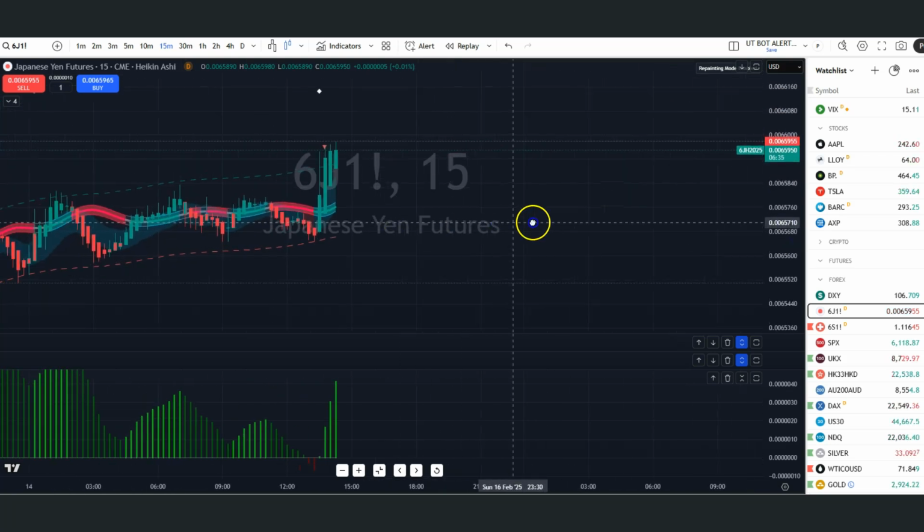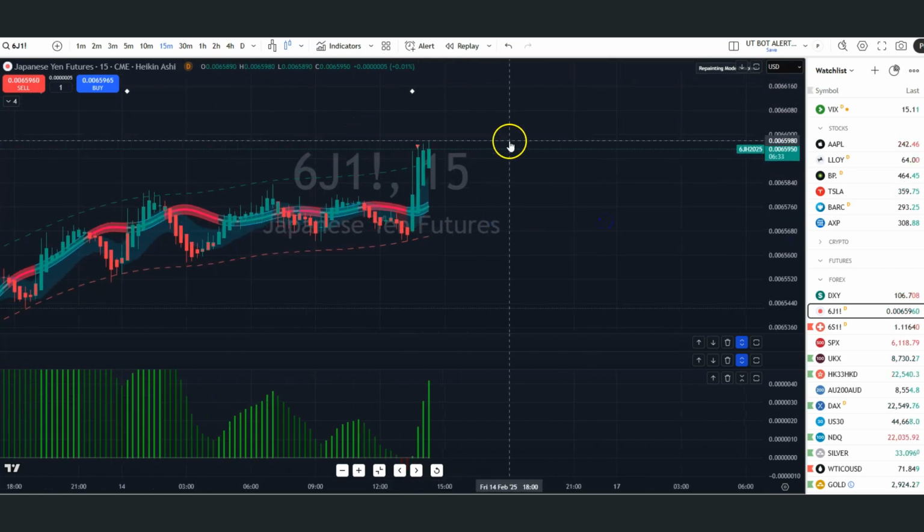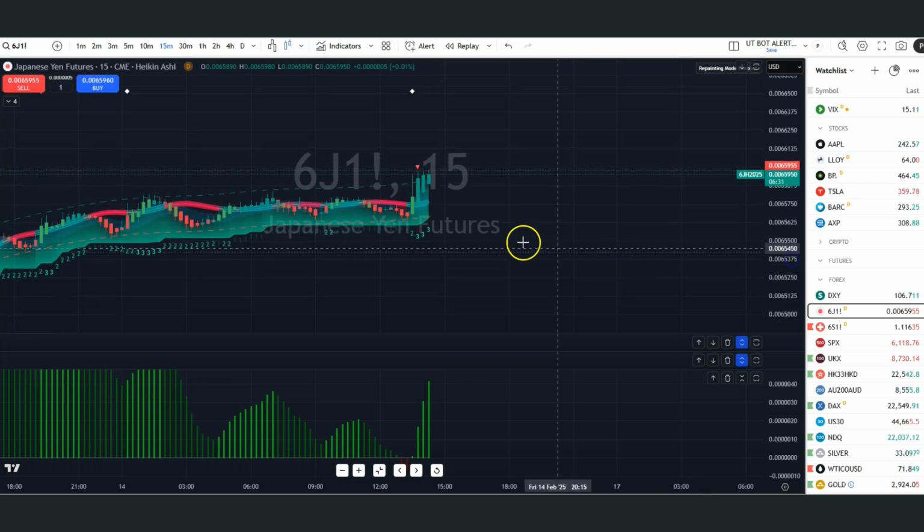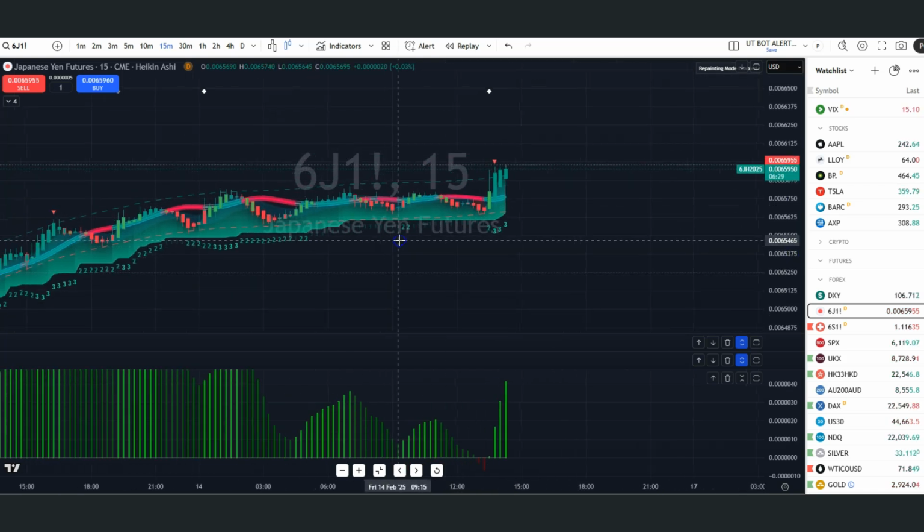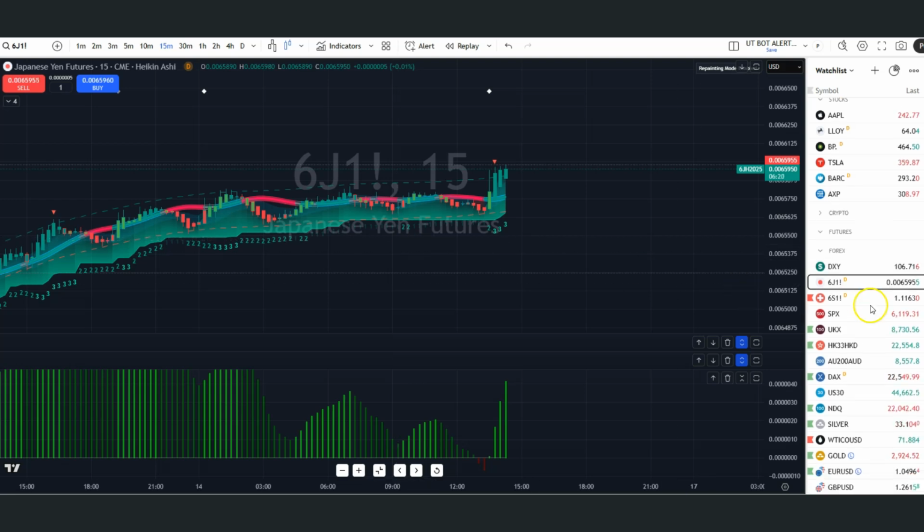So this is, what is this? Yen futures. Let's go into the yen futures. So dollar is weak. Yen is strong. What is the trade? Yep, US yen. It's going down. Want to have a look? Let's have a look.